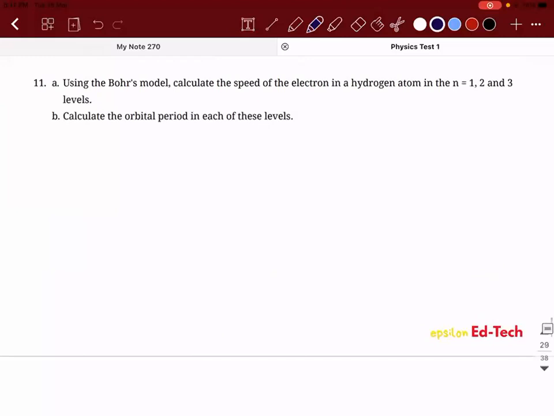Next is, using the Bohr's model, calculate the speed of electron in hydrogen atom in the n is equal to 1, 2, and 3 levels. So how to calculate this? mv square divided by r is equal to kze square divided by r square. So r and r will get cancelled.